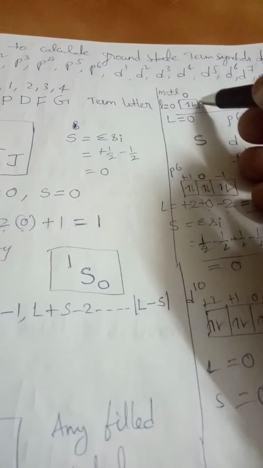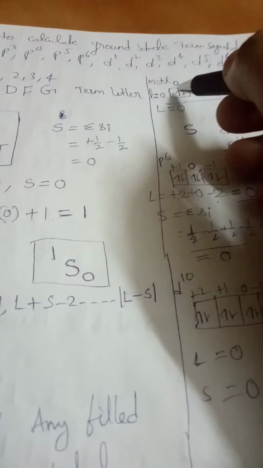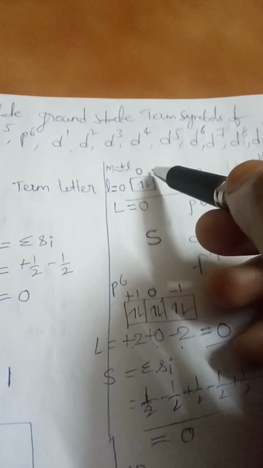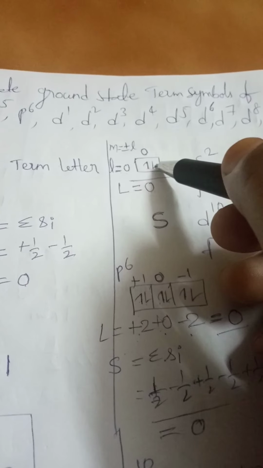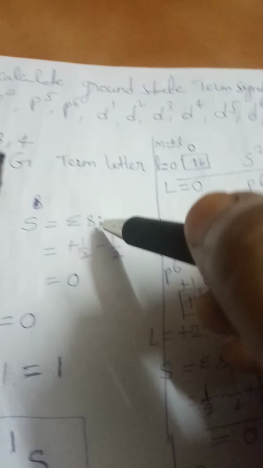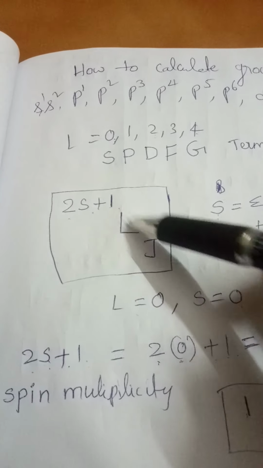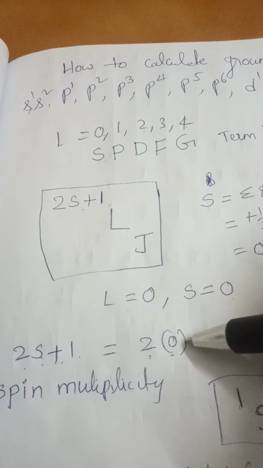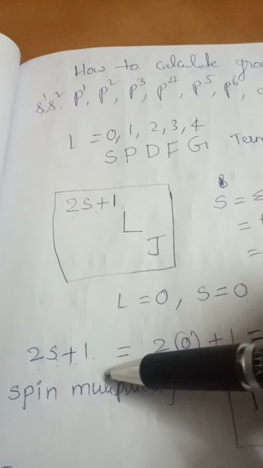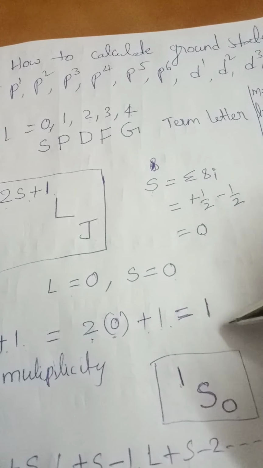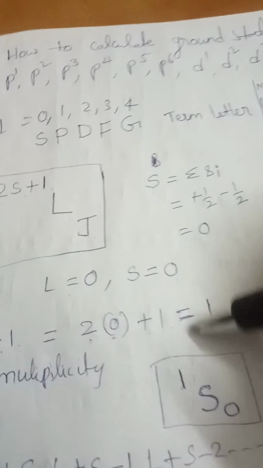First you write in the s orbital how many electrons there are: 2 electrons, s2. The value of the s orbital is 0, so with 2 electrons here it is again 0. The total spin S is the sum of plus or minus half, so the S value is 0. Again we know the term symbol is 2S plus 1 and L. If you put the S value as 0, the spin multiplicity 2S plus 1 is equal to 2 into 0 plus 1, that is equal to 1. So it is singlet.